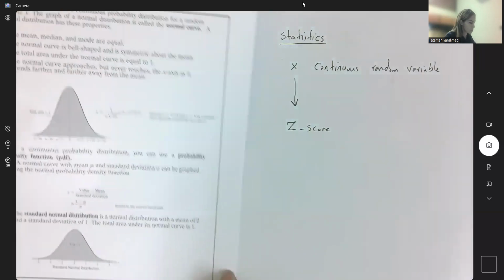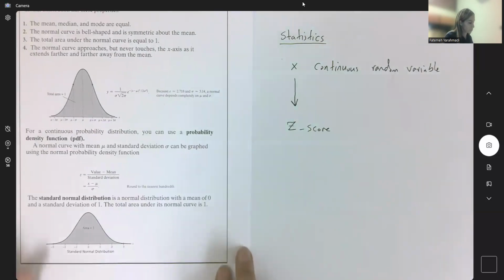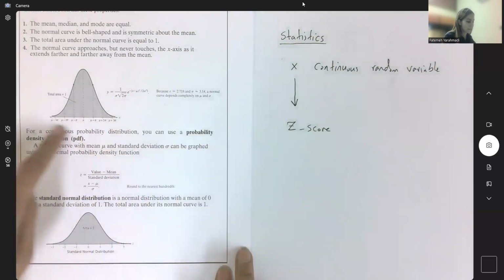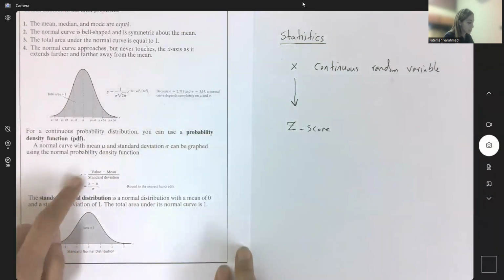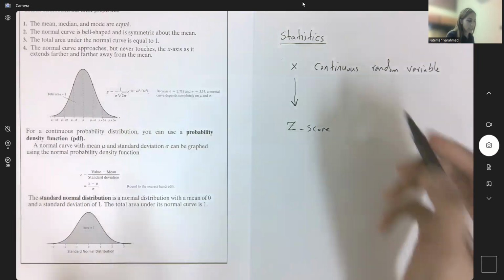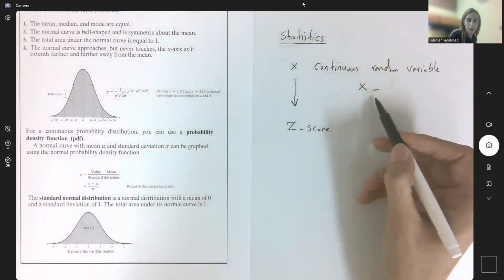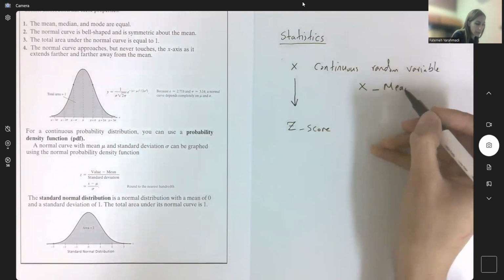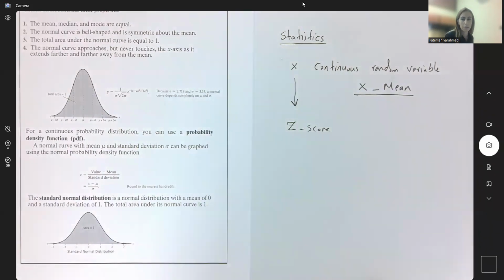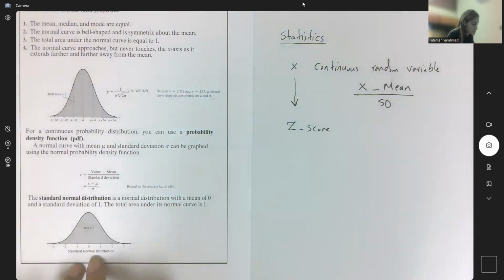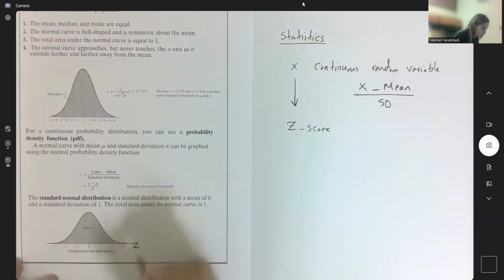z-score. So what is the transition? When we have a normal distribution for x values, we can convert these x values into z-scores using this transition. We're going to take each x value, find the difference between the x value and the mean of the data, and then divide that by the standard deviation. What does it give me? It gives me some new numerical values that we call z-scores.